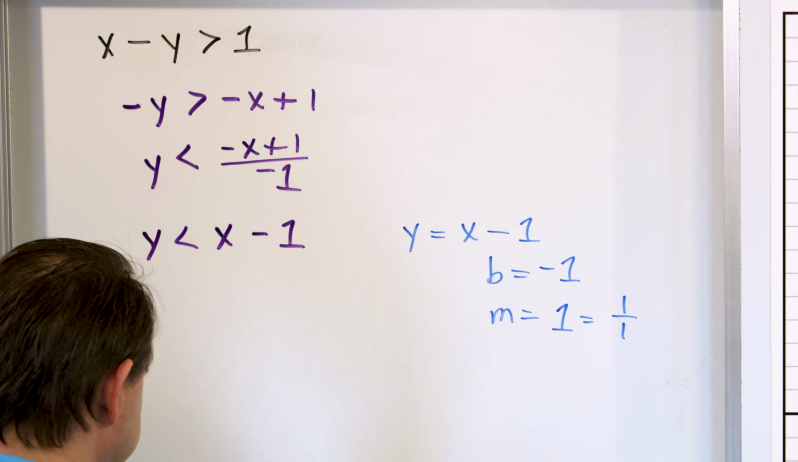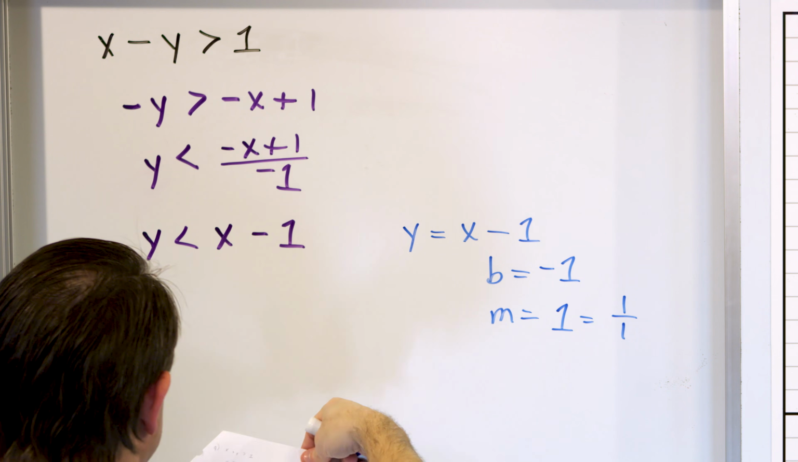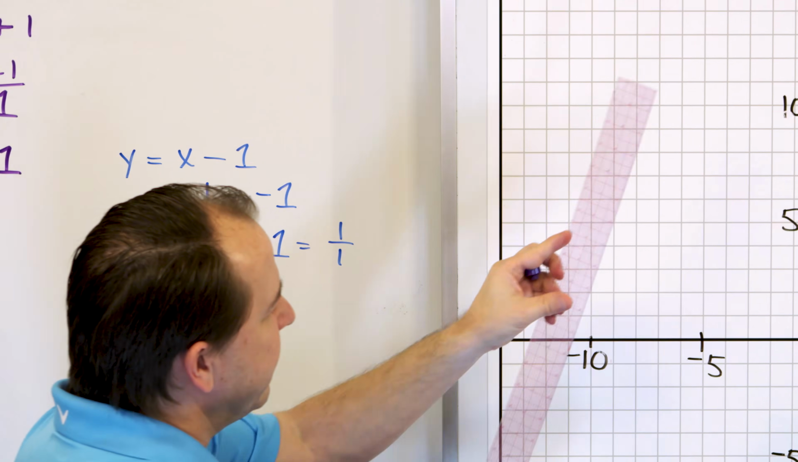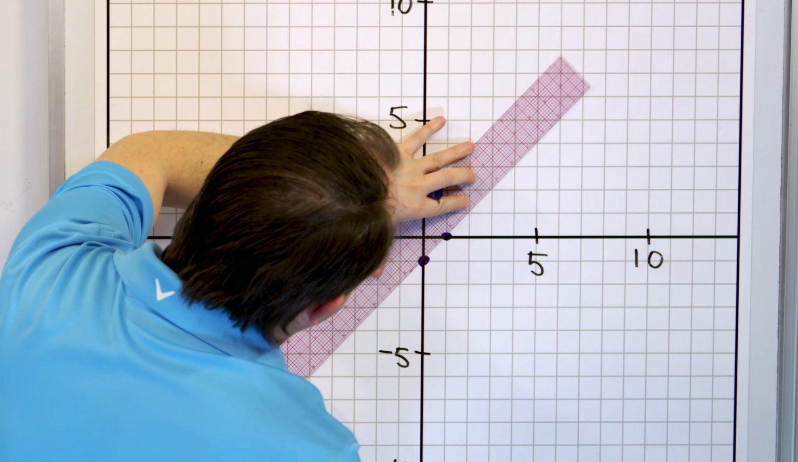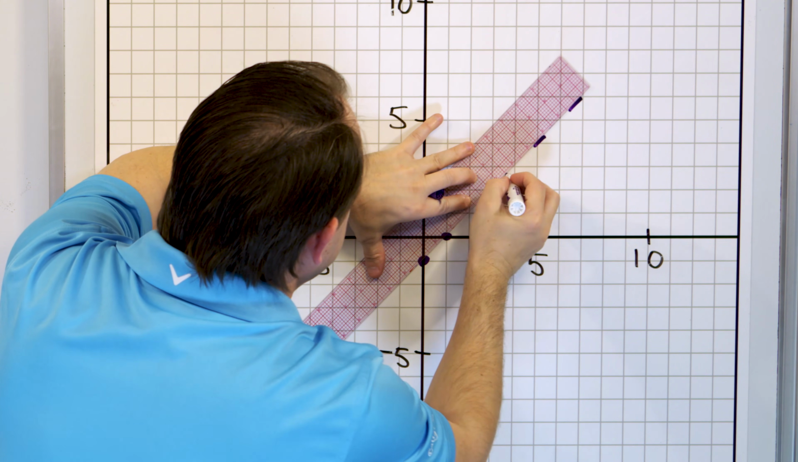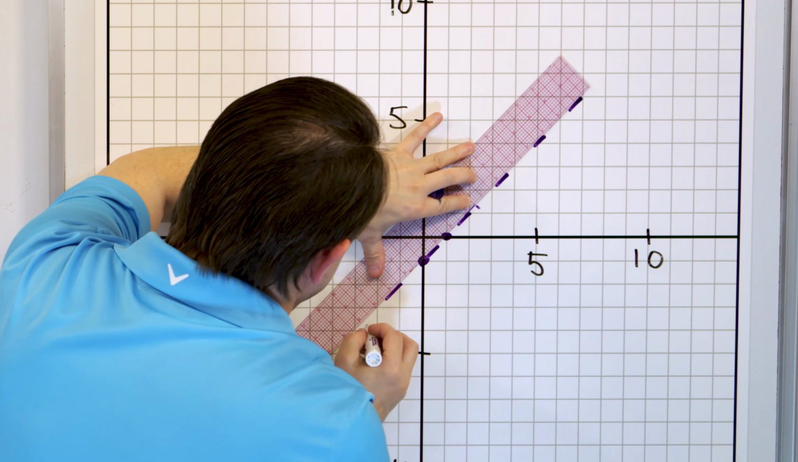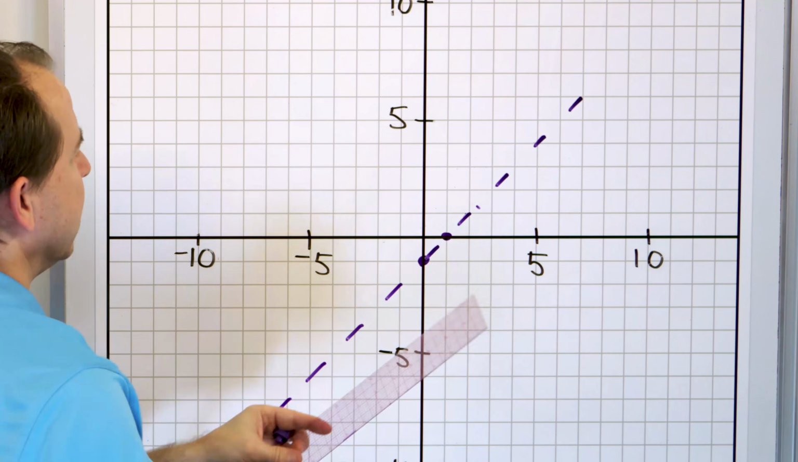And our original inequality, let me just double check here, does not have a solid line. Yeah, it has an inequality with no equal sign underneath here. So because of that, we're just going to go through here and put a dash line. Because the dash line indicates, as I've said about 27,000 times, it just means that what's on this line is not actually part of the solution. Something like that, pretty close anyway.